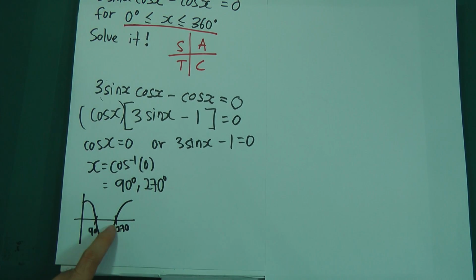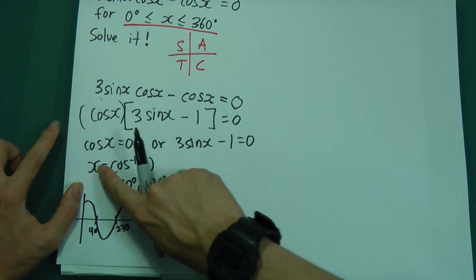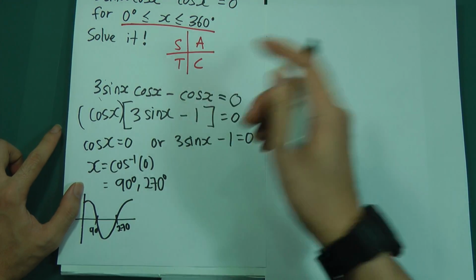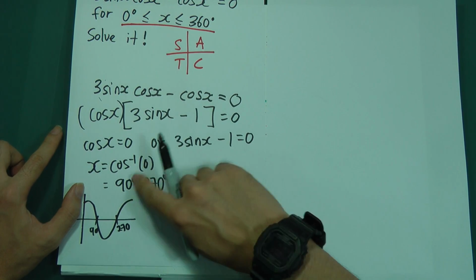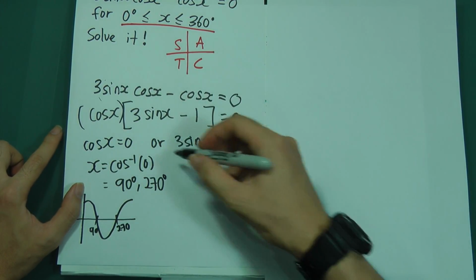So you get 2 angles over here where cos is 0. Remember, when cos x equals 0, you will get 2 answers, not only 90. A lot of students straight away press shift cos 0 and only get 90. 270 is also 0. Remember this one? So this one is very simple.